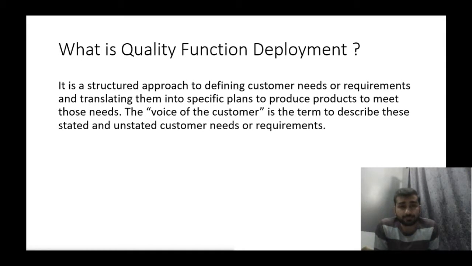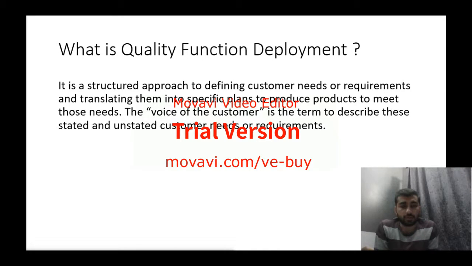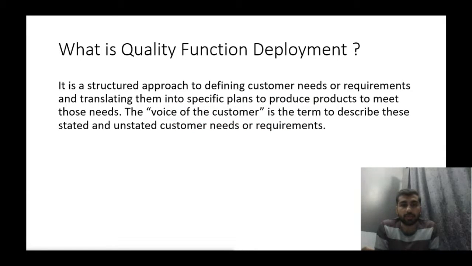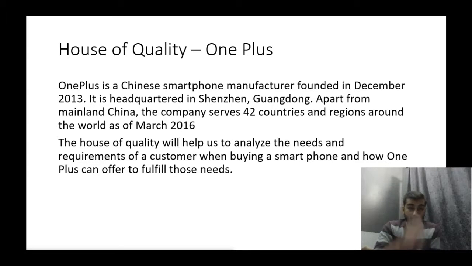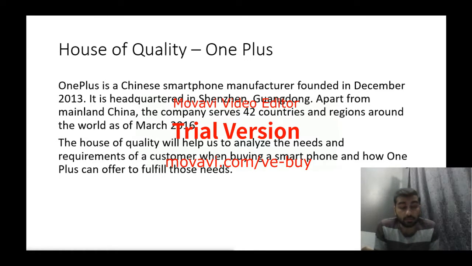So basically, what a quality function deployment does is that it identifies the requirements that a customer has. That's why it's termed as the voice of the customer. And then it also states what the company can do to satisfy those customer wants. Okay, so moving on, we'll be looking at OnePlus and what its house of quality matrix is.